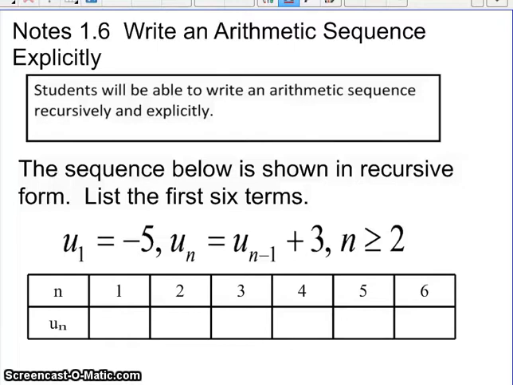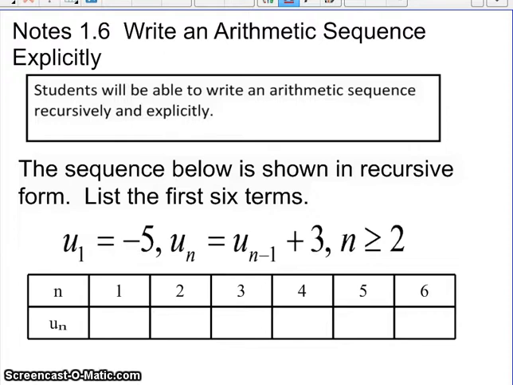This is pre-calculus, notes on 1.6, writing an arithmetic sequence explicitly. The objective: students will be able to write an arithmetic sequence recursively and explicitly. And here I have an arithmetic sequence written recursively.